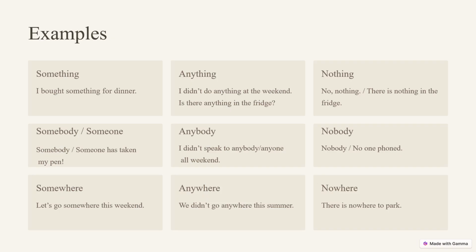So, there are some examples. Something. I bought something for dinner. Anything. I didn't do anything at the weekend. Is there anything in the fridge? And nothing? No, nothing. There is nothing in the fridge.